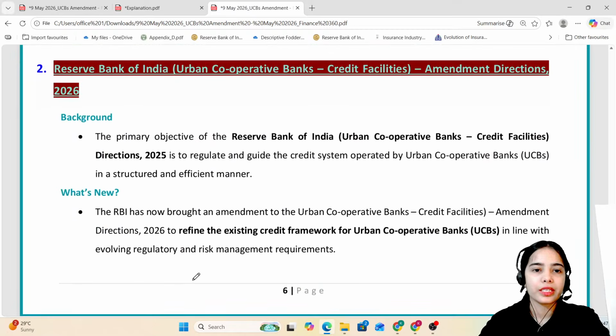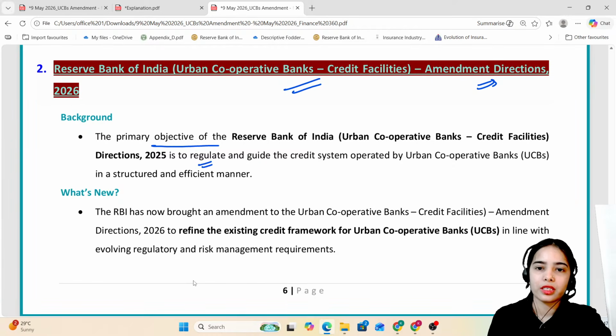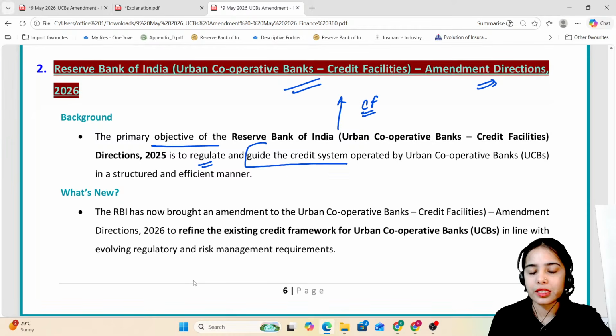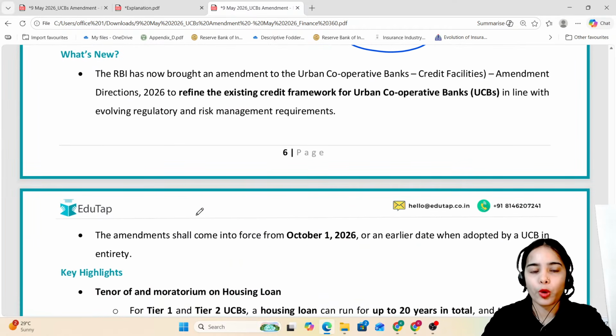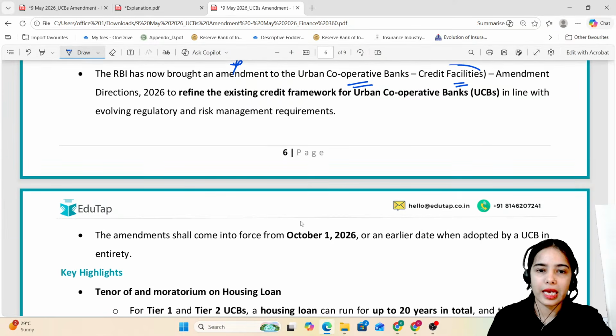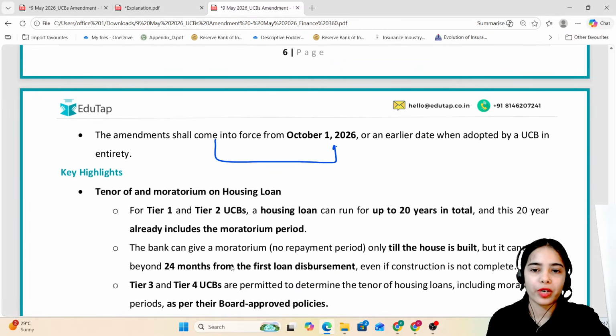Now coming to this part, Reserve Bank of India Urban Cooperative Banks Credit Facilities Amendment Direction 2026. The primary objective of the Reserve Bank of India is to regulate. So RBI has released the directions for the credit facilities to regulate and to guide the credit system operated by the urban cooperative banks, so that the credit system of the urban cooperative banks can work in a structured and efficient manner. The RBI has now brought an amendment to the credit facilities directions to refine the existing credit framework of the urban cooperative banks. The amendment shall come into force from October 1, 2026.